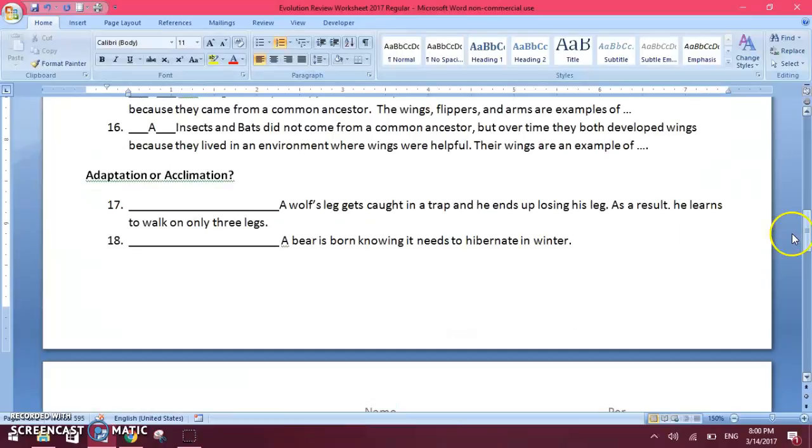Okay. All right, 17, adaptation or acclimation. A wolf's leg gets caught in a trap and he ends up losing his leg. He learns to walk on only 3 legs. So this is not something that affects his genes.